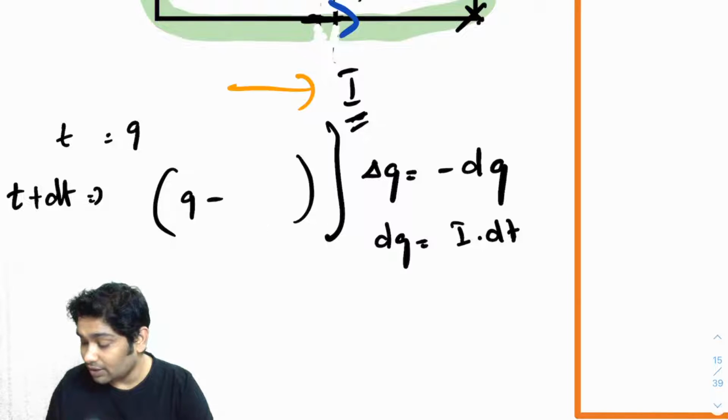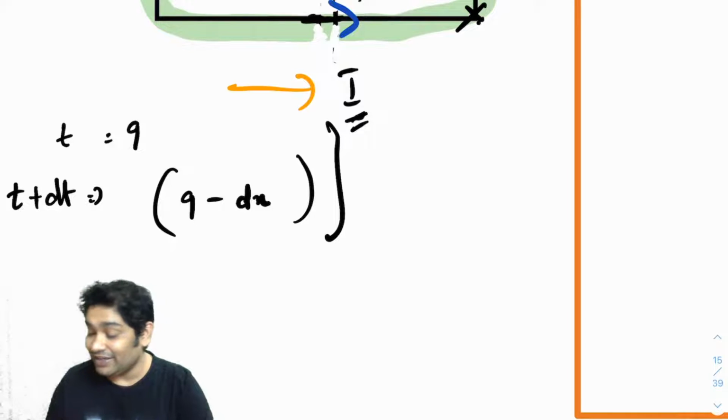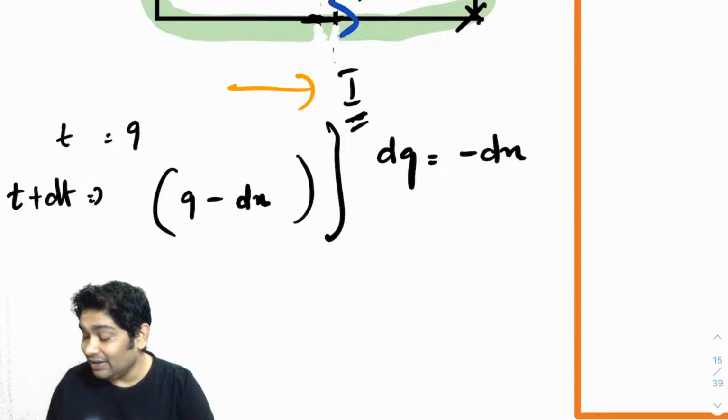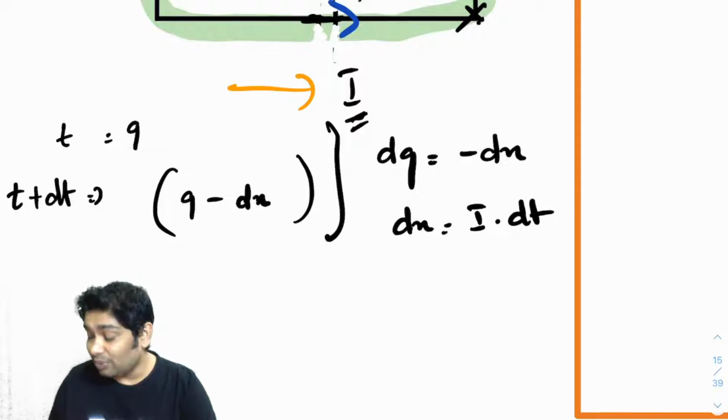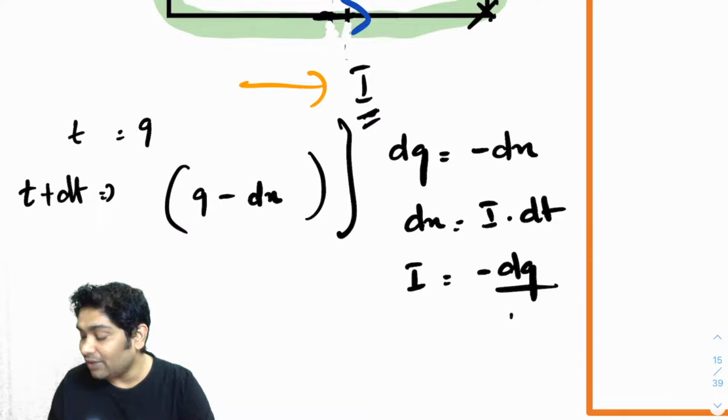Because this is causing a little bit of problem. So let's assume that it gets some dx amount of charge. So the charge would be minus dx. Now you can write dq is minus dx and dx is I dt. So from here I will get that I equals minus dq over dt. That is what I am trying to say.